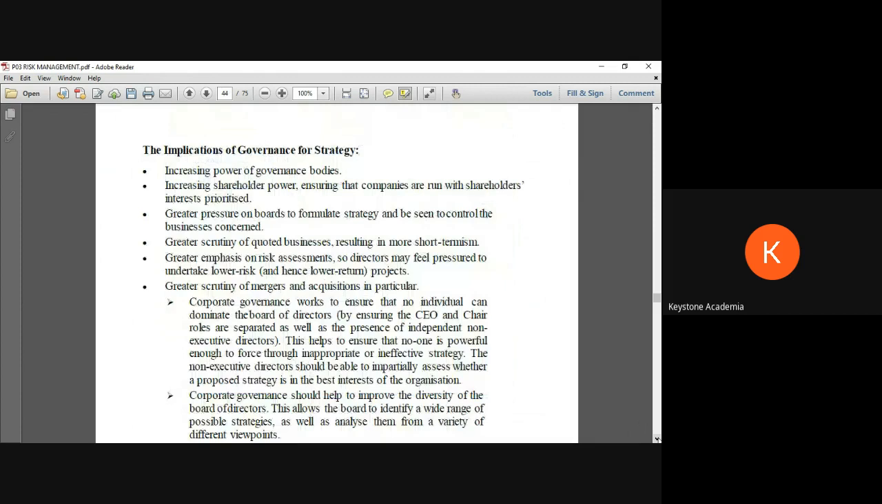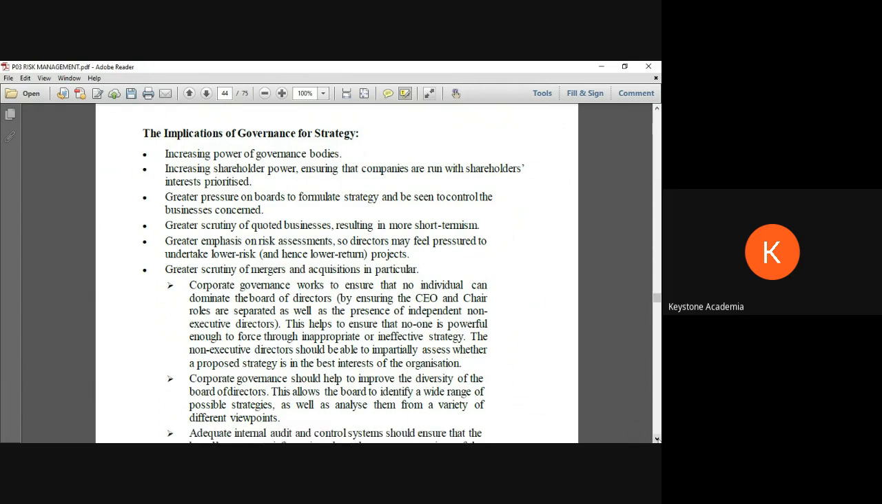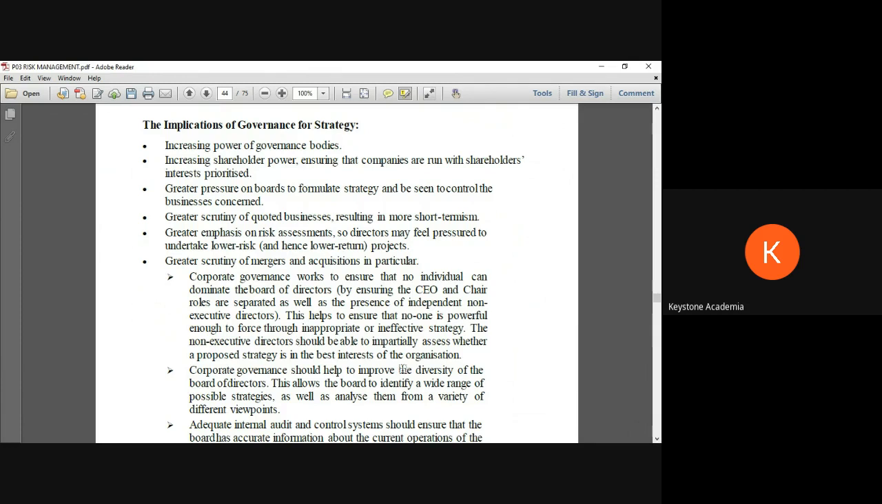So here they are talking about the implication, basically advertising the corporate governance, how corporate governance can help in the strategy, which we discussed already in the start. Increase power of governance, increase shareholder power, greater pressure on board and control the business, greater scrutiny, emphasize risk, all of these things. You can talk about many more points also, like improve diversity of the board.